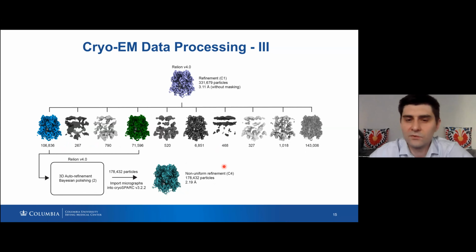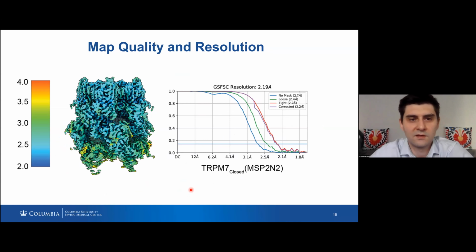So next, one more round of 3D classification in RELION, again picking the best classes, and doing Bayesian polishing the second time in RELION. After that, I import particles back to cryoSPARC, run refinements and non-uniform refinements, now with C4 symmetry imposed, and we get a really beautiful structure, close to 2 angstrom, 2.19 angstrom resolution, that looks like this. And the quality of the map is excellent, and we see a lot of features.